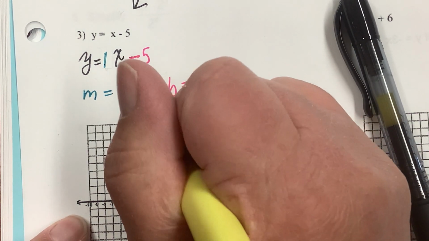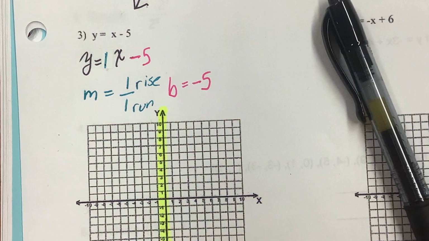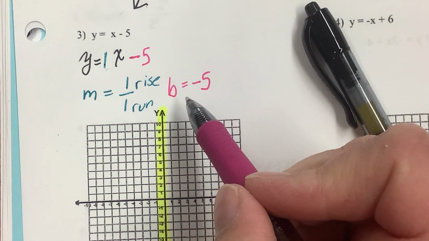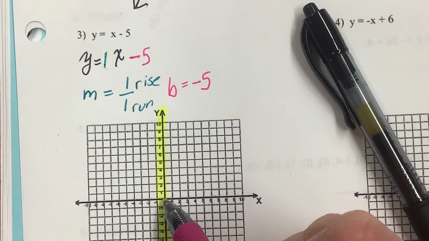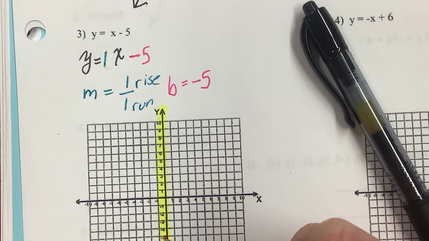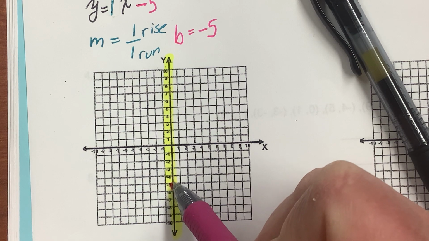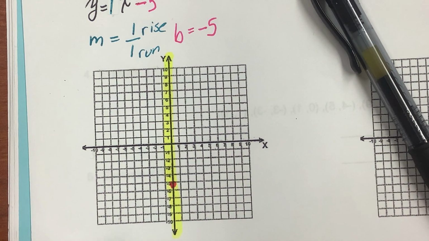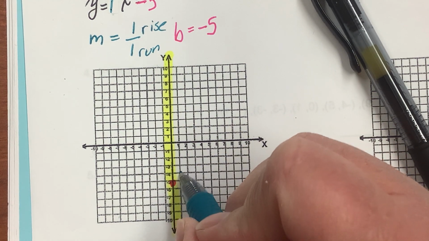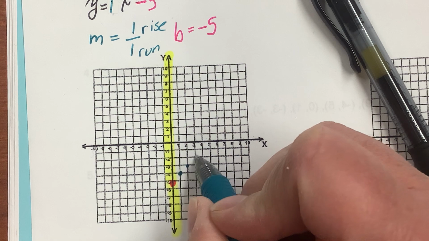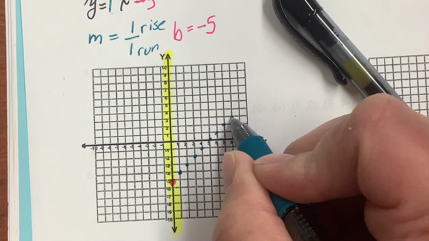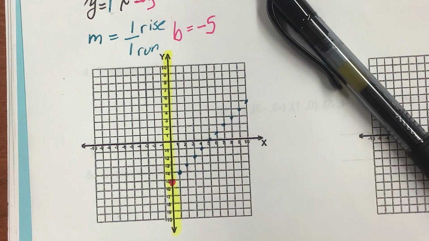Here's my y. Highlight that. And b equals negative 5. That means from here, negative goes down 1, 2, 3, 4, 5. And I put my y-intercept right there at negative 5. And now, rise over run. I'm going to rise 1, run 1, rise 1, run 1, rise 1, run 1. And I'm going to put dots all along the diagonal, rise 1, run 1, going up and to the right.